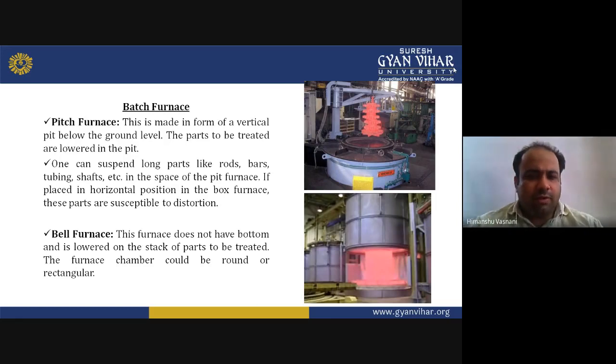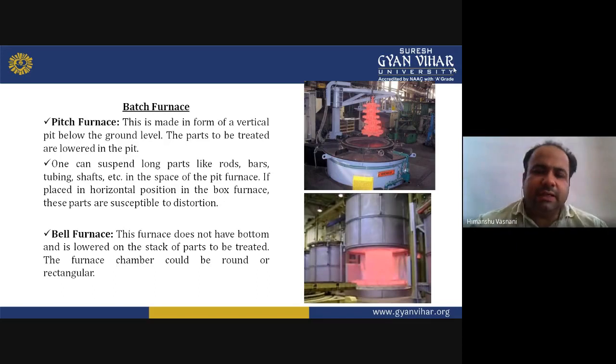The bell does not have a bottom. So this furnace does not have a bottom and is lowered on the stack of parts to be treated. It is lowered on the stack of parts, the workpieces. So the furnace chamber can be round or rectangular.